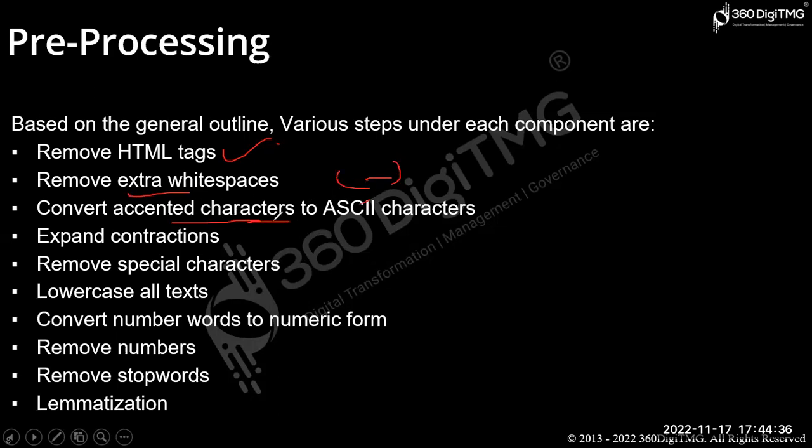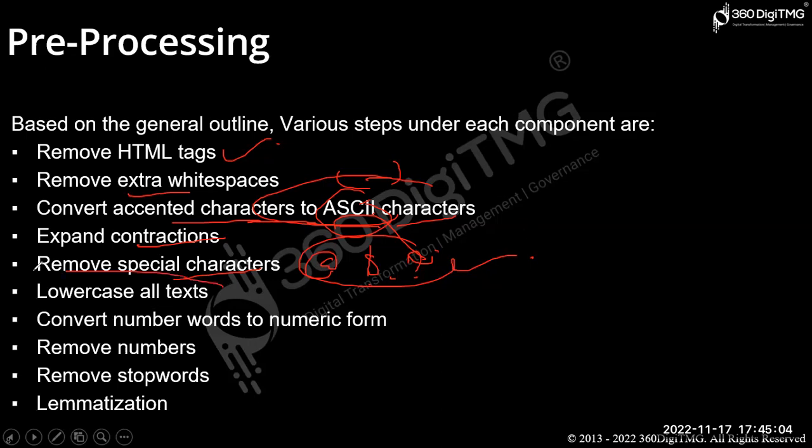Convert accented characters into ASCII characters. Some characters will have accents, so we will be converting them into this format. Expand contractions. If we have any brief words, like shortcut words, in that case we'll be expanding those. Remove special characters: at the rate, dollar, question mark. This all comes under special characters. And lowercase all the text.